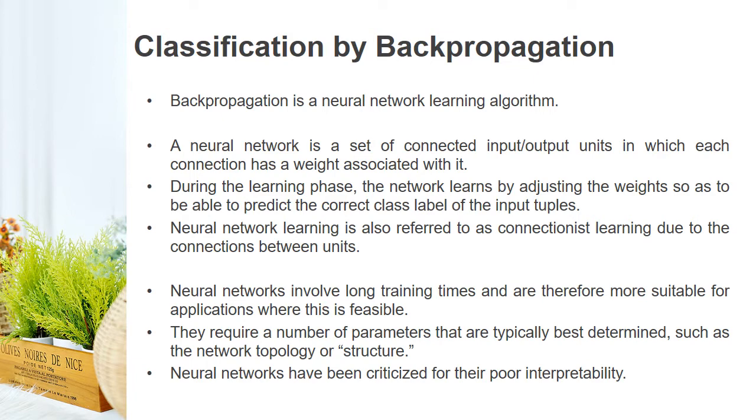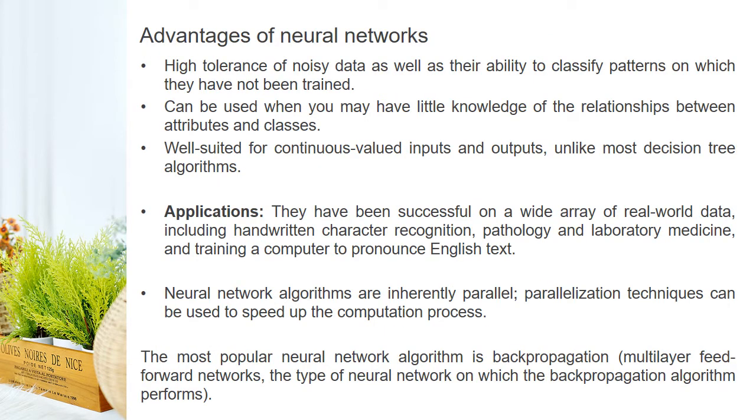Neural networks have been criticized for their poor interpretability, but they have certain advantages. They have a high tolerance of noisy data, as well as the ability to classify patterns on which they have not been trained. They can be used when you may have little knowledge of the relationships between attributes and classes, and they are also well suited for continuous-valued inputs and outputs, unlike most decision tree algorithms.